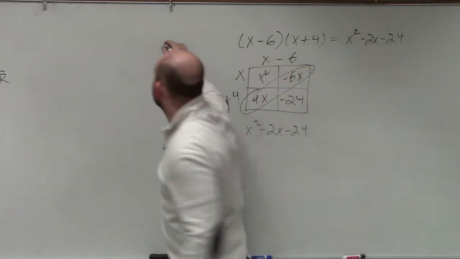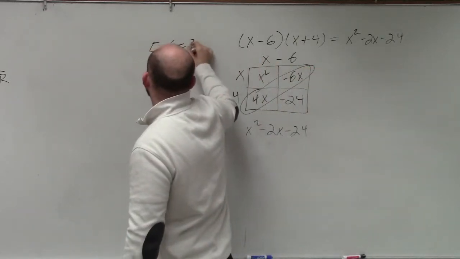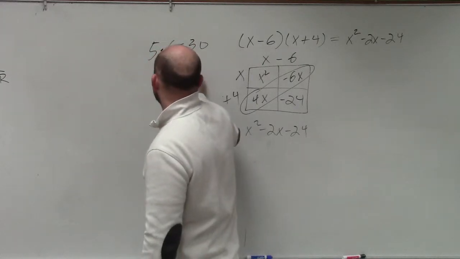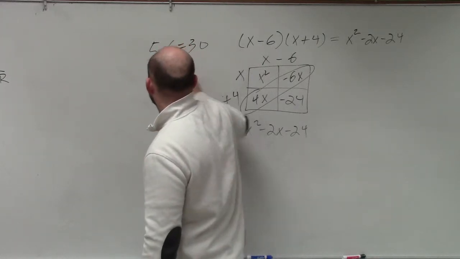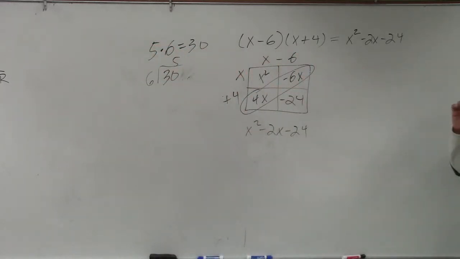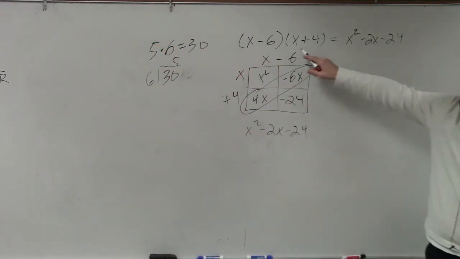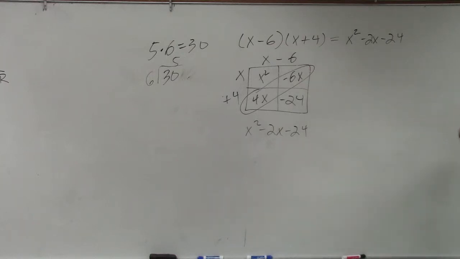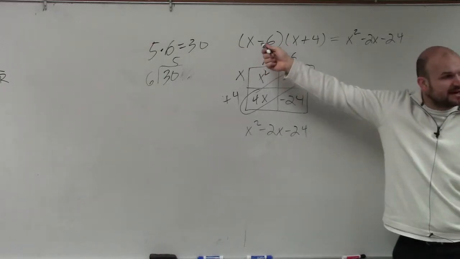Look, if I say 5 times 6 equals 30, then it makes sense if I say 30 divided by 6 equals 5. X plus 4 divided by. No, this divided by x plus 4. Sorry. X squared minus 2x minus 24 divided by x plus 4, the quotient's going to be x minus 6.